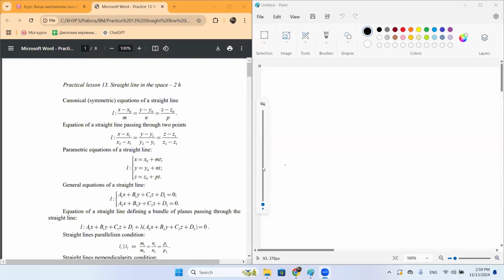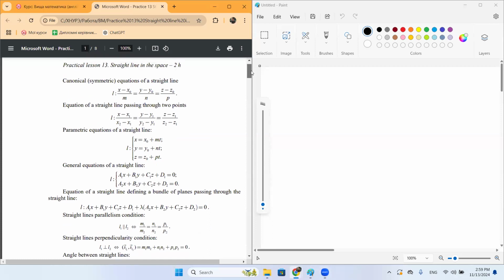The previous lesson was about planes in space, and our topic for today is straight line in space, so in 3D. And now let me remind you of some information, some theory.